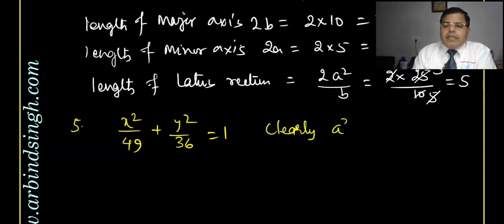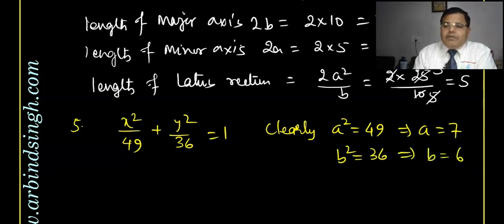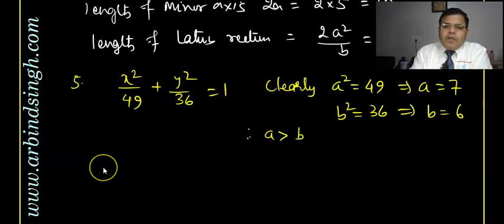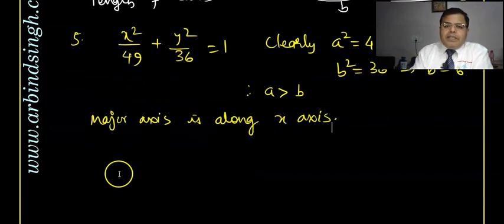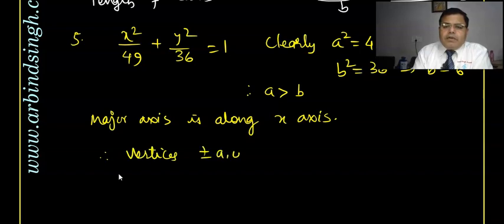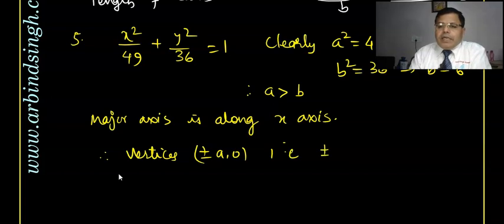Clearly a square is 49, that is a is equal to 7, and b square is 36, this implies b is equal to 6. So therefore, since a is greater than b, major axis is along x-axis, right? And therefore vertices is plus minus a comma 0, that is plus minus 7 comma 0.